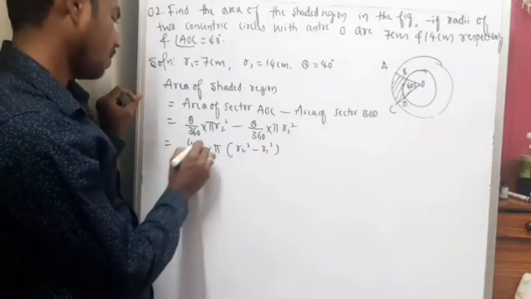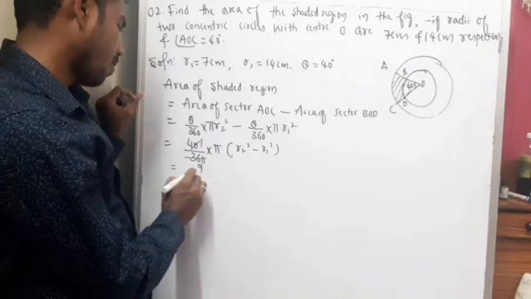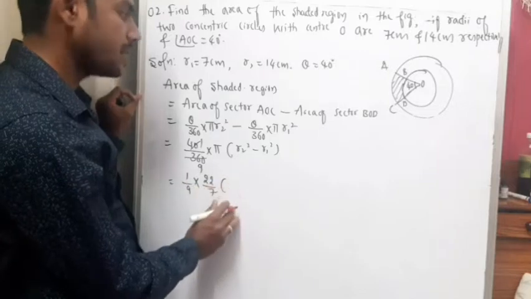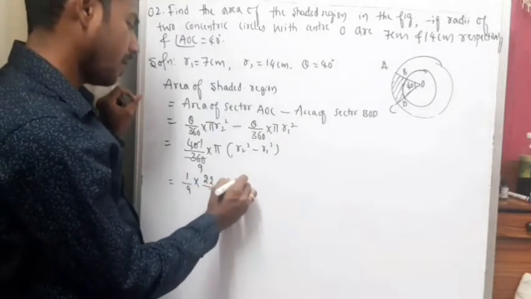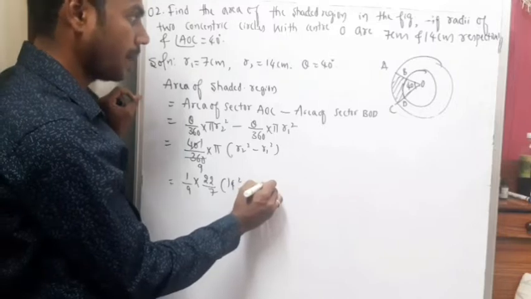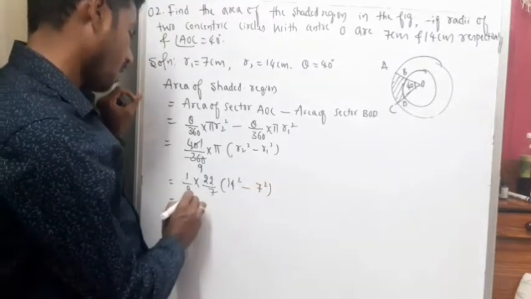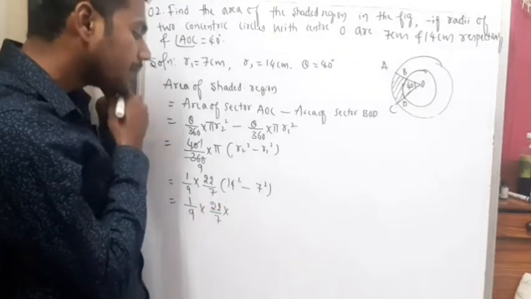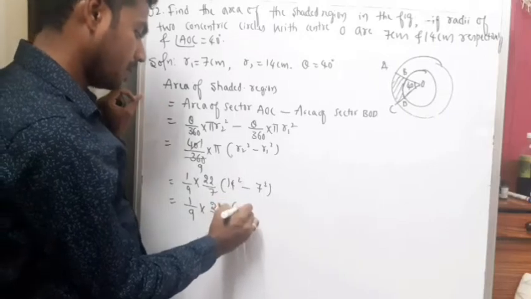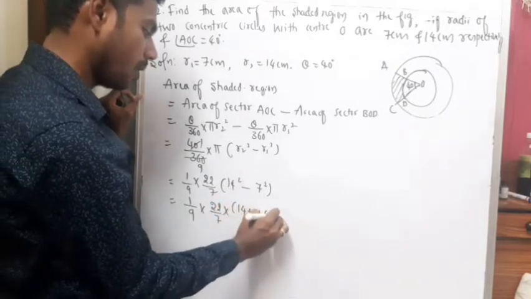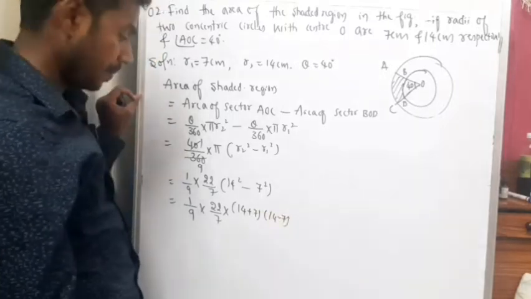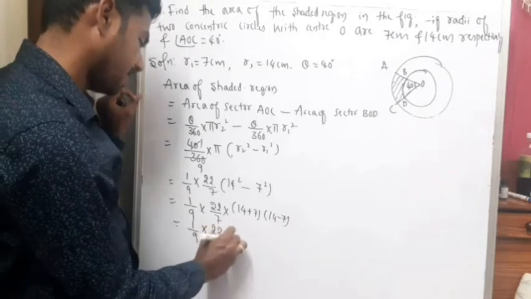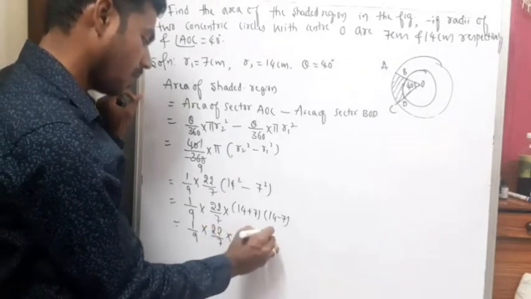Fine. 4 1s are 4, 4 9s are 36, so 1 by 9 into 22 divided by 7 into R2 square, which is 14 square, minus R1 square, which is 7 square. So 1 divided by 9 into 22 divided by 7 into 14 plus 7 into 14 minus 7. Which is equal to 1 divided by 9 into 22 divided by 7 into 21, since 14 plus 7 is 21, and 14 minus 7 is 7.